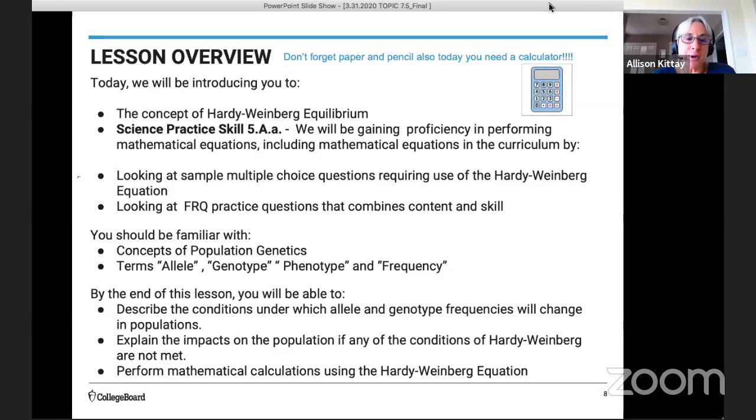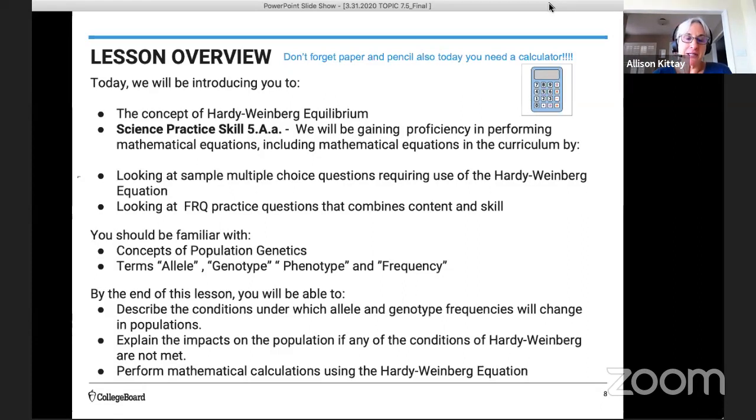So as we embark on this lesson today, you should be familiar with the concepts of population genetics. My colleague, Ms. Pfizer, presented a lesson on that yesterday. You should also be familiar with the terms allele, genotype, phenotype, and frequency.